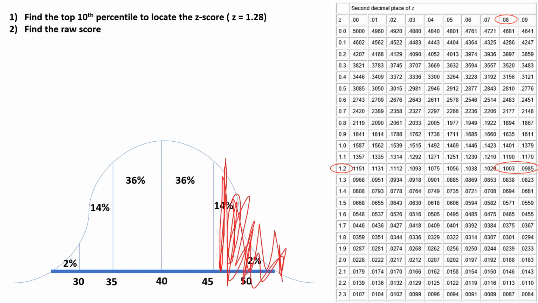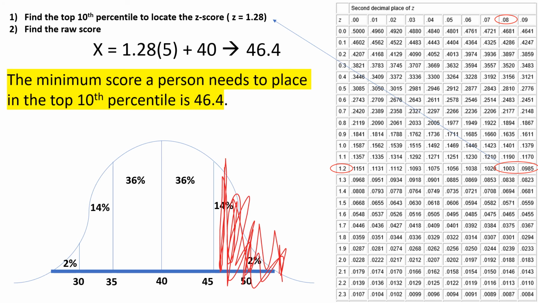Okay, great. We have the z-score. Now, let's find the raw score. We have all of the other components to find the raw score, and then we get 46.14. So the minimum score a person needs to place in the top 10th percentile is 46.4. And again, I've kind of revised the distribution a little bit. I didn't include the bracket, but I'm sure you guys have the gist of it by now.